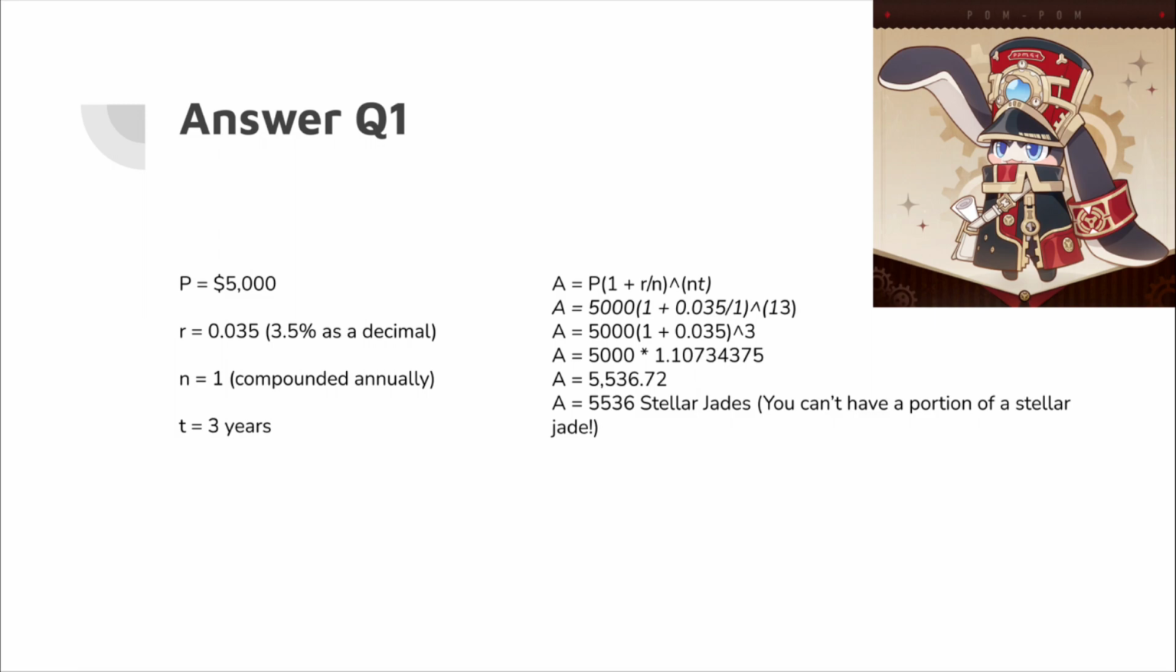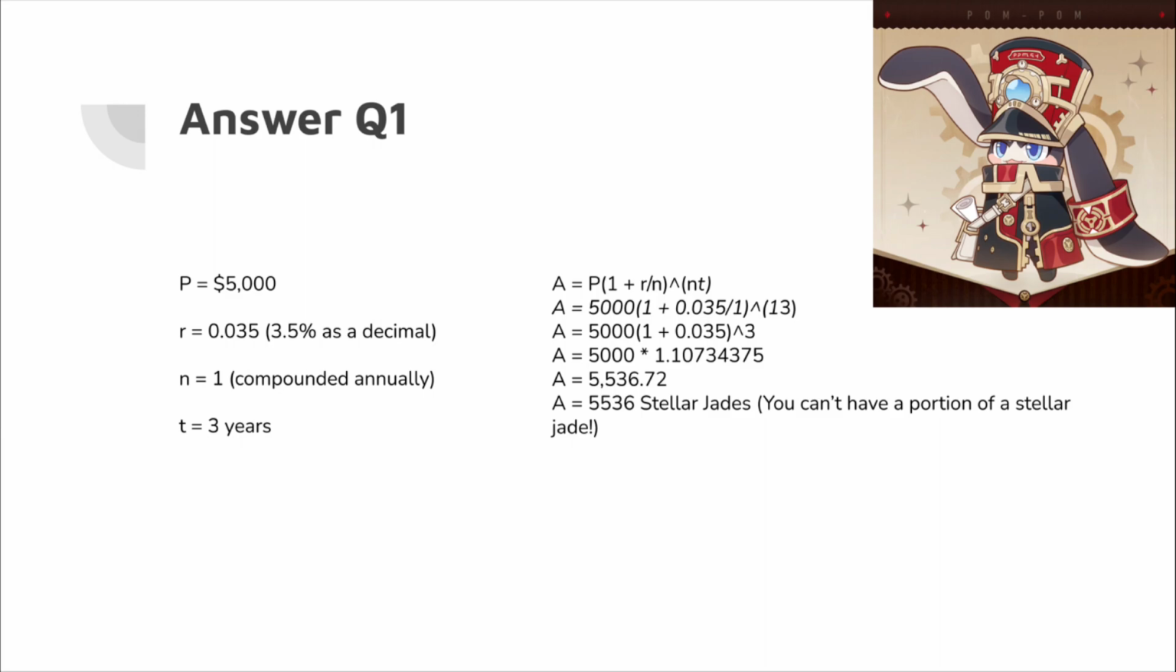Okay, the answer, the work is up there, and you can see I used the A-P-R-N-T nice try formula, and at the end, after you do all those calculations, you end up with 5,536 stellar jades, because even though you have 0.72 left, you cannot have a portion of a stellar jade. This will be on the final exam.